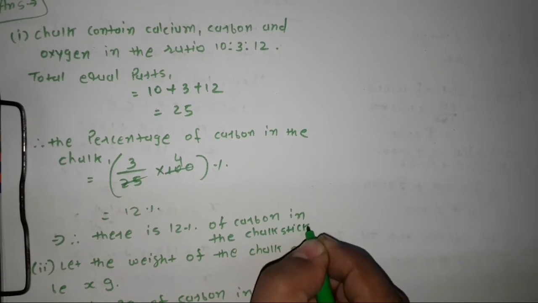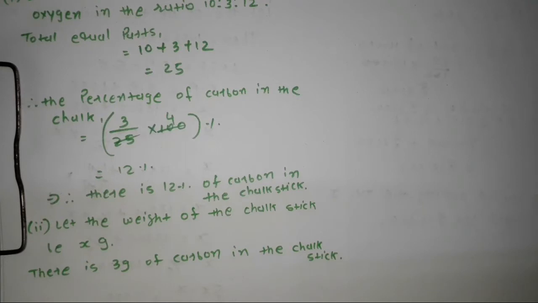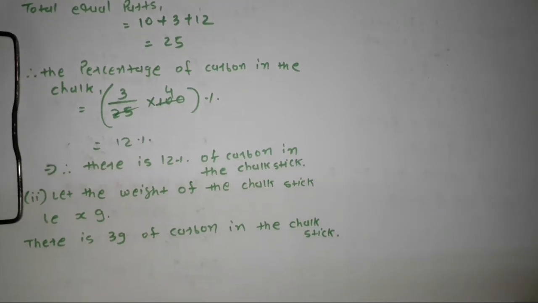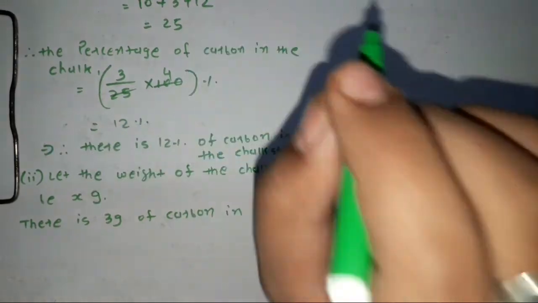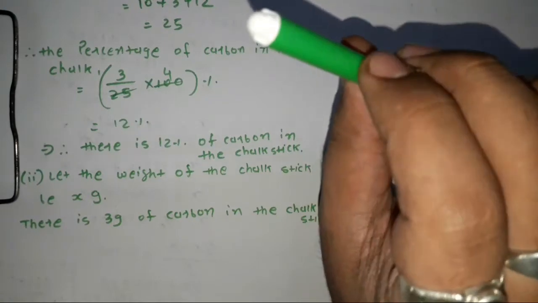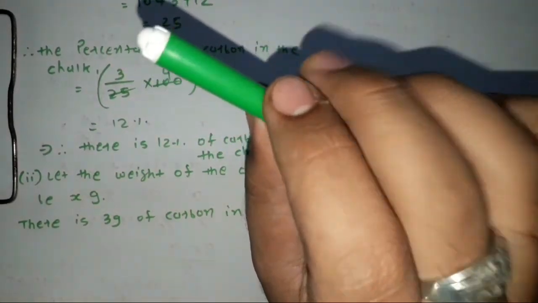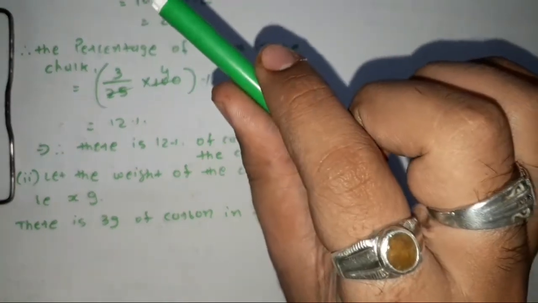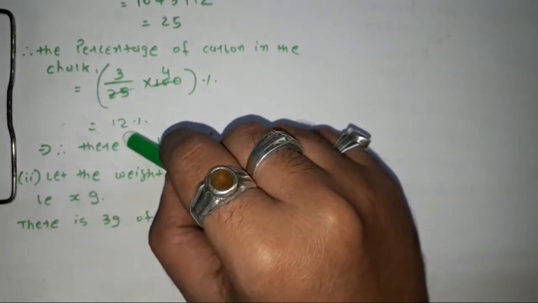Now another question is there, which is: if in a stick of chalk carbon is 3 gram, what is the weight of the chalk stick? For example, now you can clearly understand, in the chalk, if the weight of carbon is 3 gram, which is given, so in the chalk stick the weight of carbon is 3 gram, and we have to find the weight of the chalk stick. Now we know how much percentage of carbon is there in chalk, it is 12%.